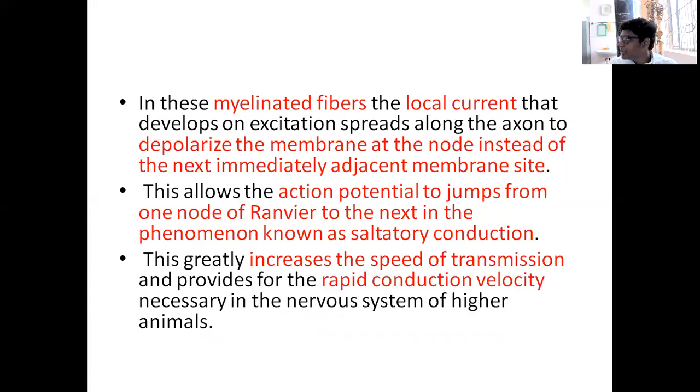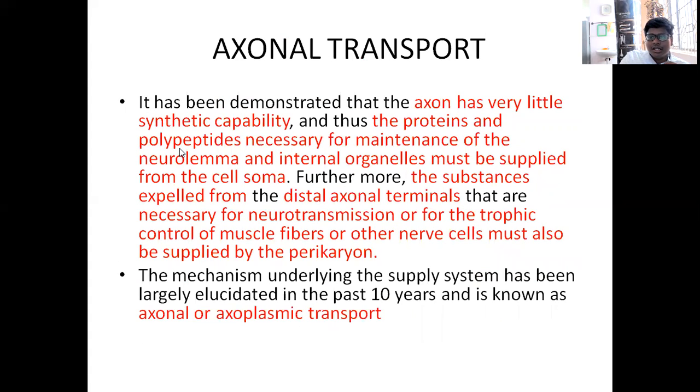In myelinated fibers, the local current that develops on excitation spreads along the axon to depolarize the membrane at the node instead of the next immediately adjacent membrane site. This allows the action potential to jump from one node to the next in the phenomenon known as saltatory conduction. This greatly increases the speed of transmission, providing the rapid conduction velocity necessary in the nervous system of higher animals. And next we will see about axonal transport.